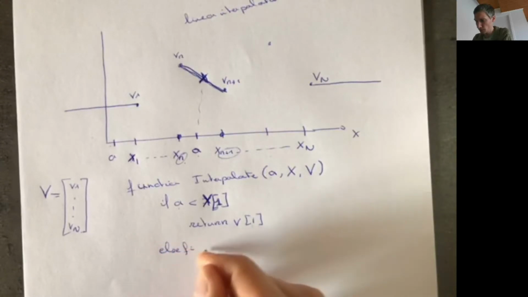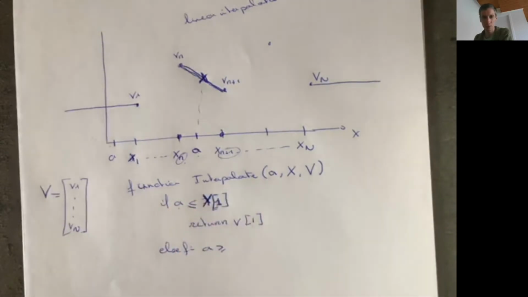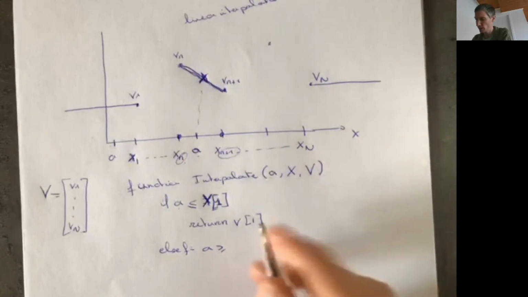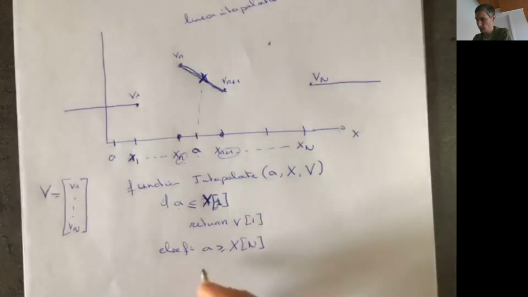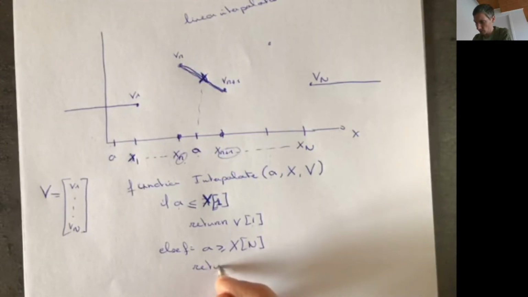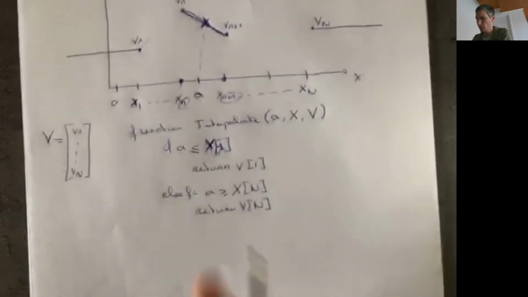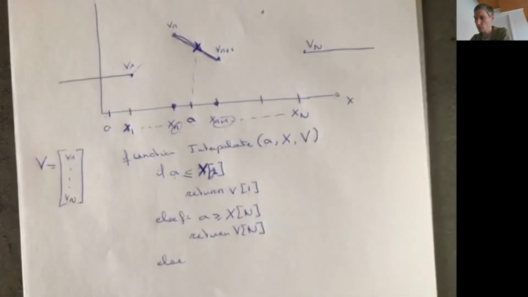Else if a, you can make this less or equal or greater or equal, if it's further beyond xn, greater or equal to xn, then we're going to return vn. So we make it constant here, and then else. Okay, so what do we do now?